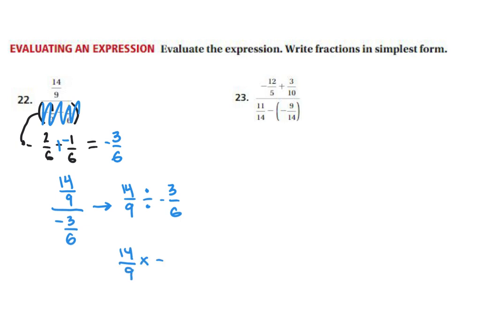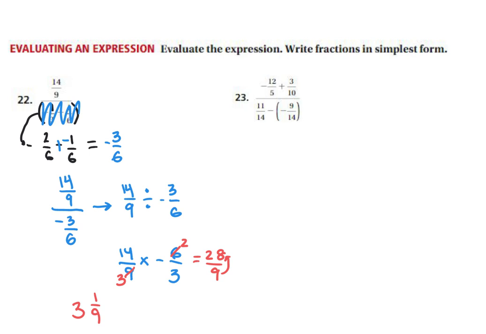14/9 times negative 6/3. You can see here that we have a common factor between the 9 and the 6. You have a 3 in common. So you could say that 3 goes into 6 twice, and 3 goes into 9 3 times. And now you can just multiply. 14 times 2 is 28. 3 times 3 is 9. 9 goes into 28 3 times with 1 left over. So we have 3 and 1/9.